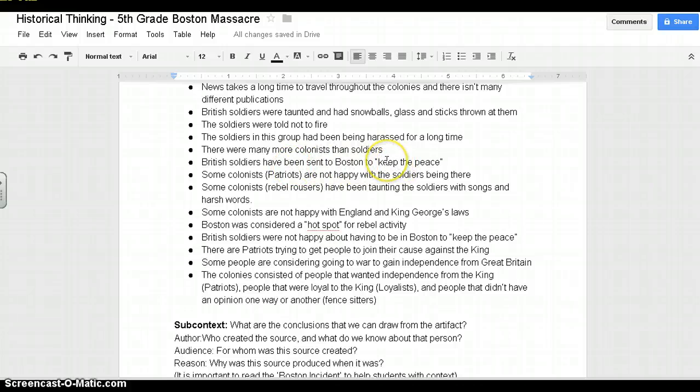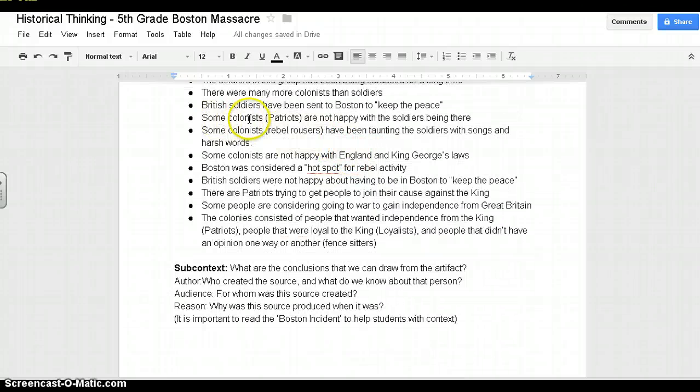And this isn't necessarily in the Boston incident, but just background knowledge that the students should have in this unit of study. And then that some colonists, who are called patriots, are not happy with the soldiers being there. Some colonists, who are called rebel rousers, have actually been taunting the soldiers. Some colonists are not happy with England. Boston was considered a hotspot for rebel activity. British soldiers were not happy about having to be in Boston to keep the peace.